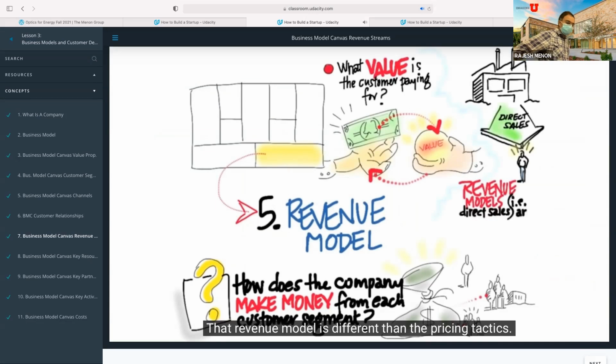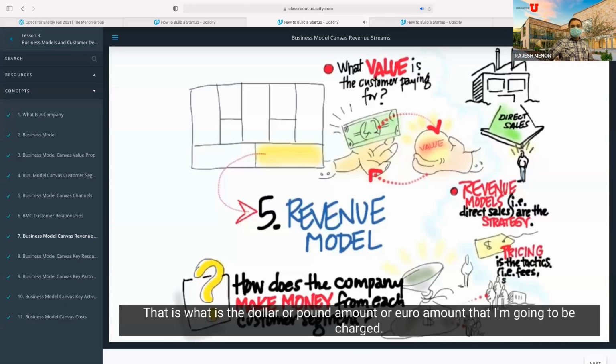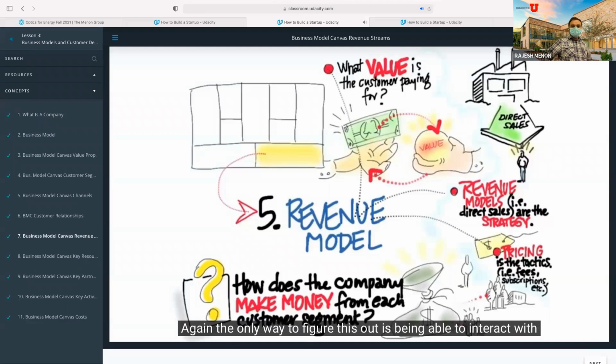That revenue model is different from the pricing tactics, that is, the dollar or pound or euro amount that I'm going to charge. Again, the only way to figure this out is by interacting with tens or hundreds or thousands of customers so you finally understand what the right revenue stream and revenue model is.